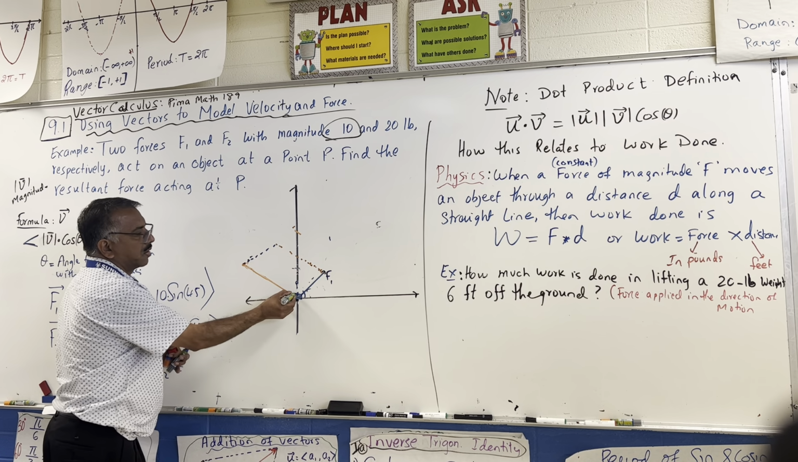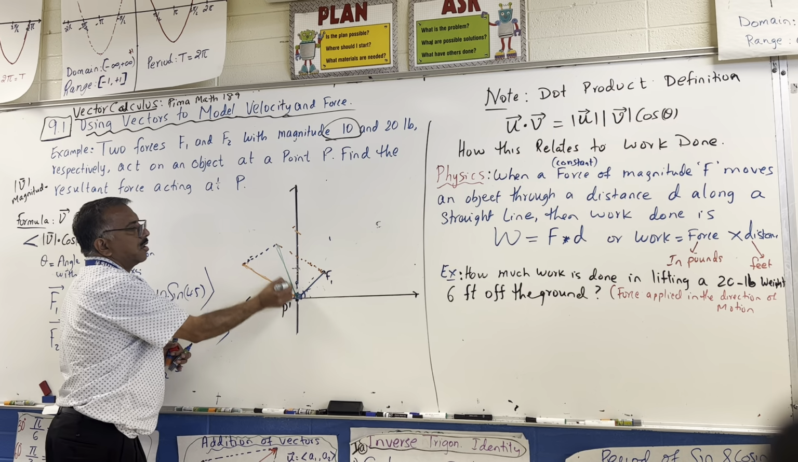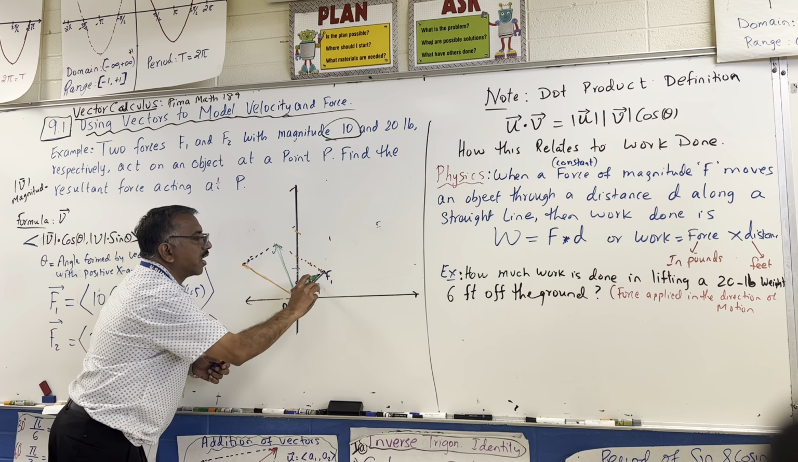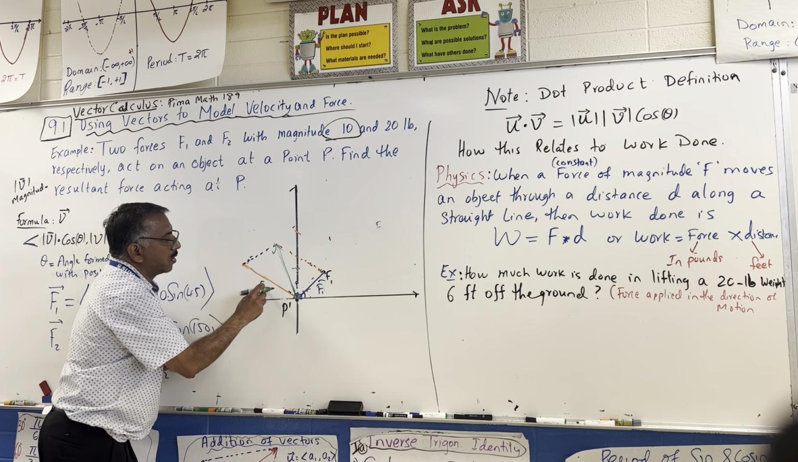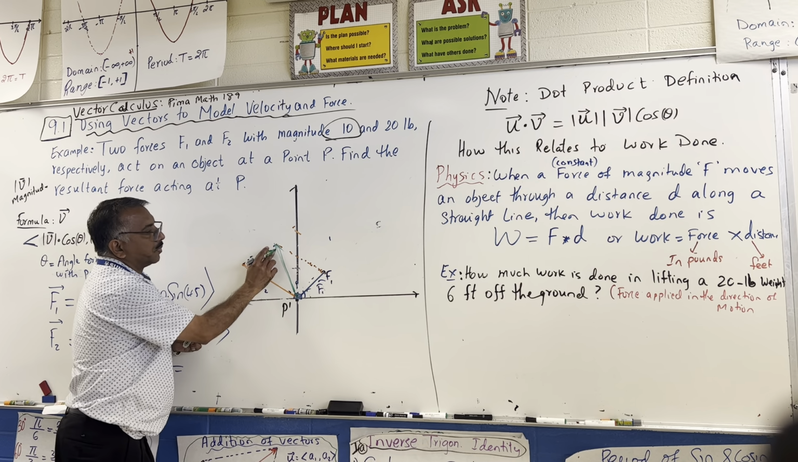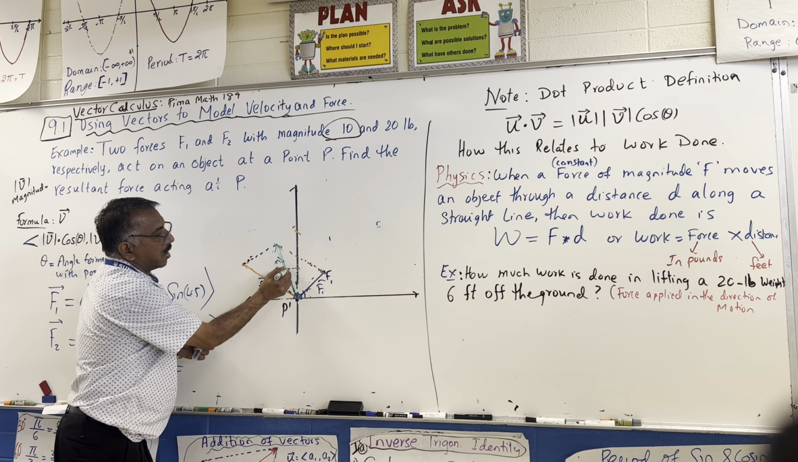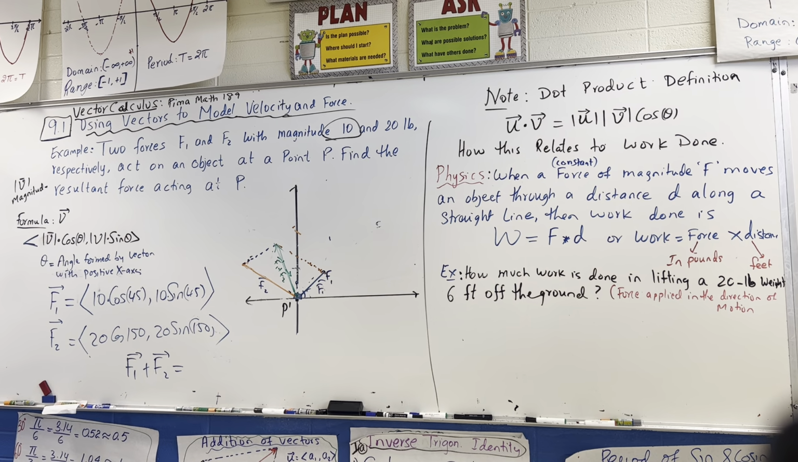See this part? So this was the F vector, F1, and this was F2, and then this is what? F1 plus F2. Got it? Are you getting something at least? So now the question they're asking us is, what is this resultant?